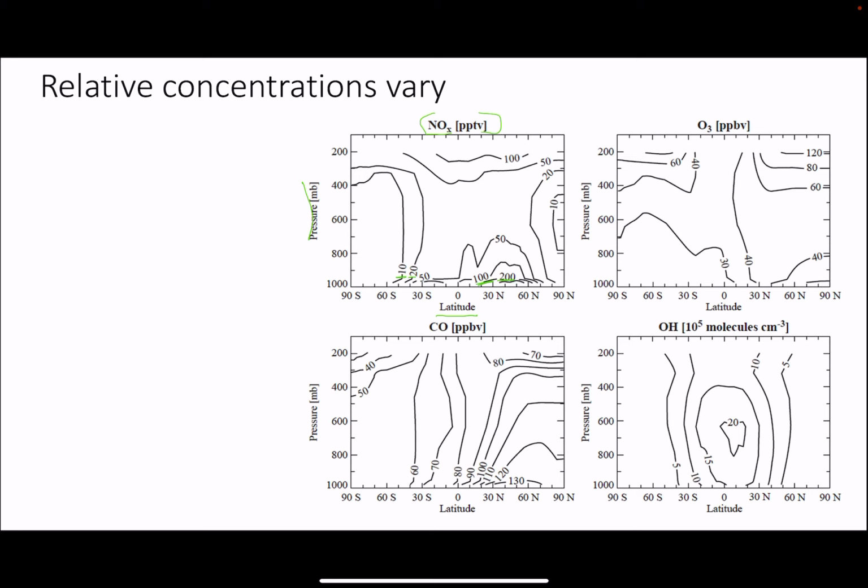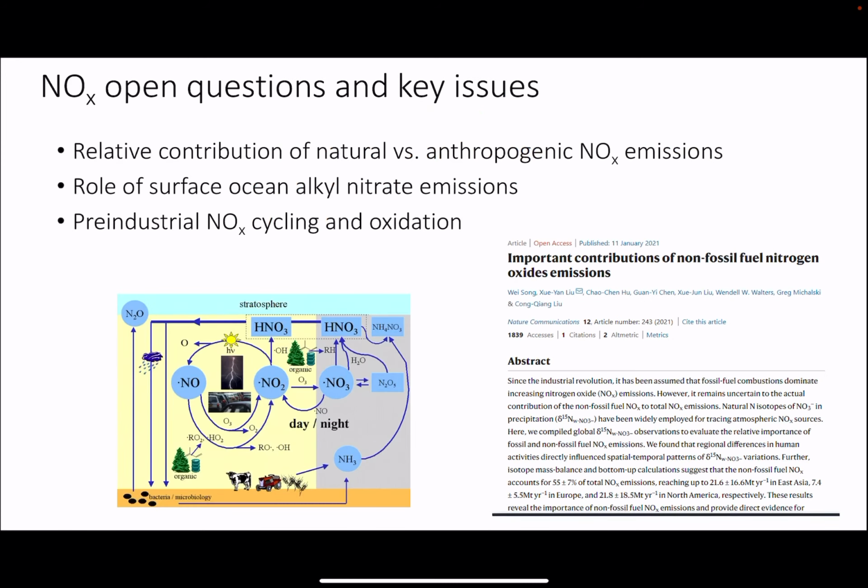So NOx in and of itself is lower in concentration in these clean atmospheres as compared to the more polluted atmospheres, but also NOx is influencing these other oxidants, and its chemistry is being influenced by the oxidants. So it's all a bit complicated and intermixed. As a result, there's a lot of open questions and key issues around NOx in terms of the role it's playing in the atmosphere.